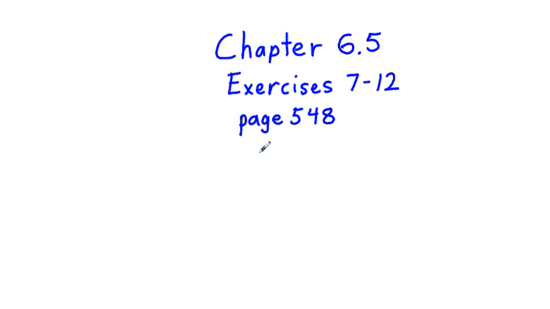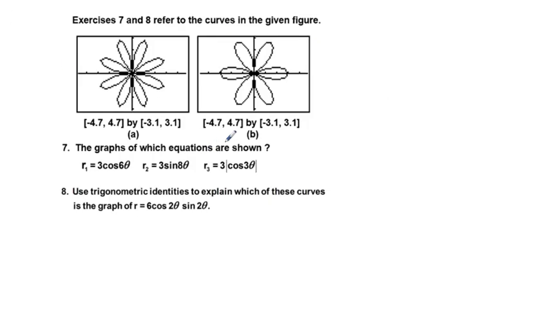Chapter 6.5, exercise 7 through 12. This set of exercises has to do with graphing polar equations, and this is a follow-up to my last video lesson that covered problems 1 through 6. These exercises presume a more in-depth knowledge of certain identities of trigonometry than we've actually covered this year. And so mainly we're going to be graphing to test our answers using a graphing calculator, TI-Inspire CX calculator.